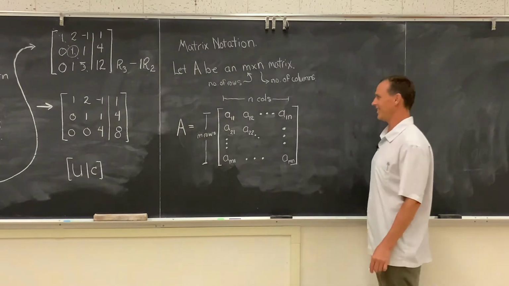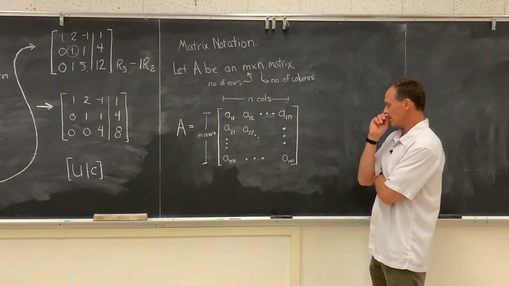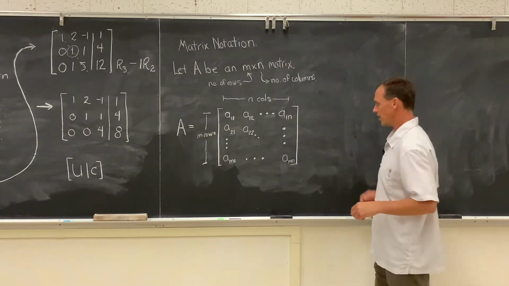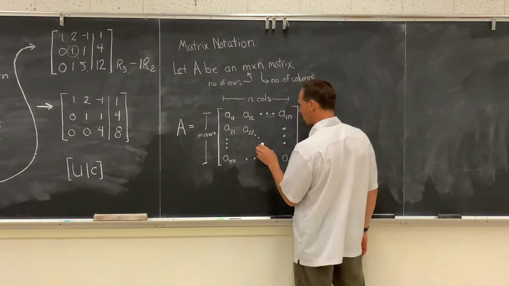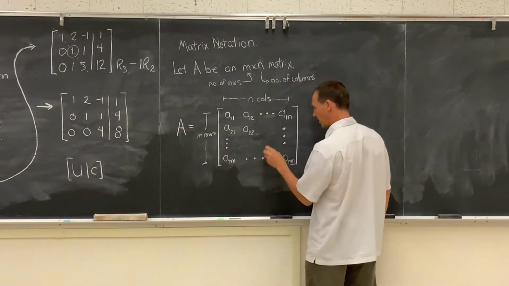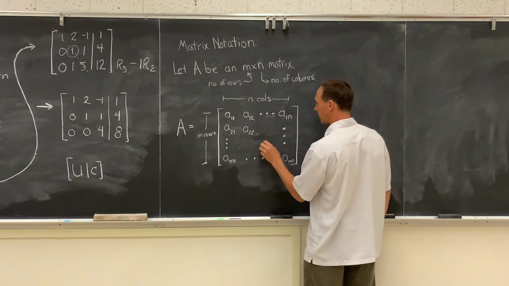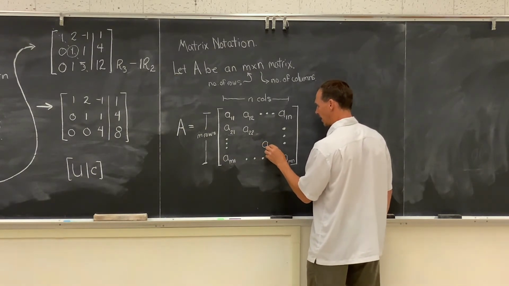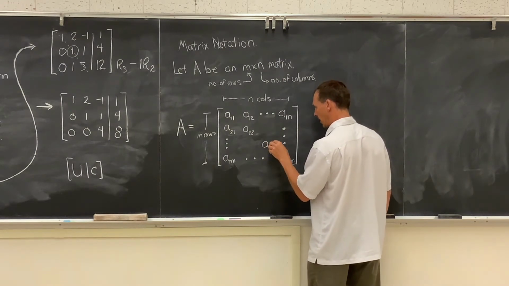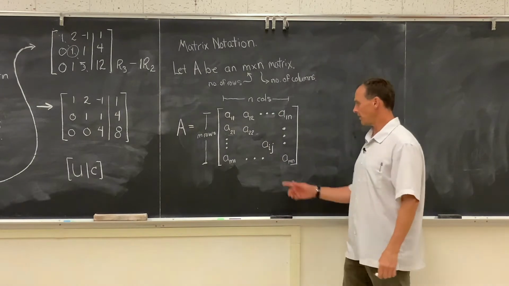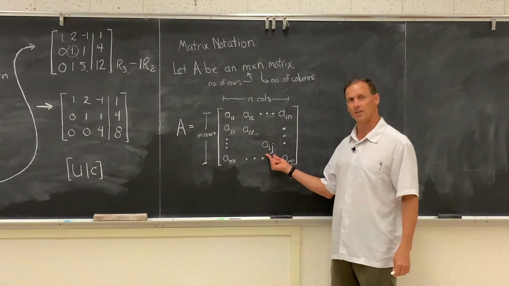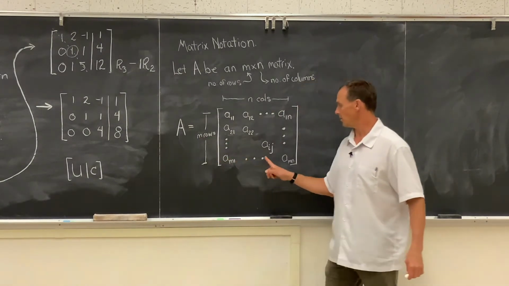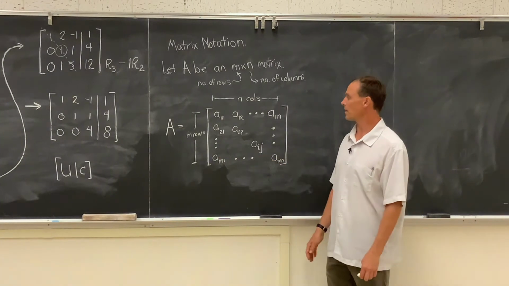Okay, so there's my matrix. In general, if you want to pick some random value in some row and some column, you'd say it's Aij, where it's in the I row and the J column. That's how you talk about just any entry in the matrix A. It would be Aij.